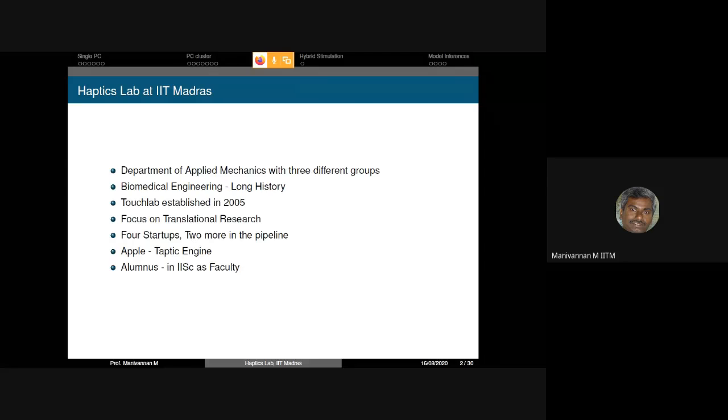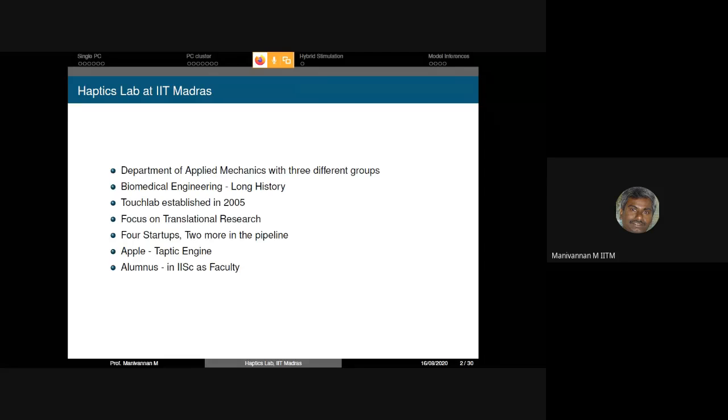Touch Lab was established more recently, in 2005, about 15 years ago, when I joined the institute. The main focus of the Touch Lab is to understand how our touch sensation works and then develop applications and technology to give touch feedback. The focus is on translation research. Although we do a lot of basic science, we also want to focus on translation research. We have 4 startup companies by our students, with 2 more in the pipeline.